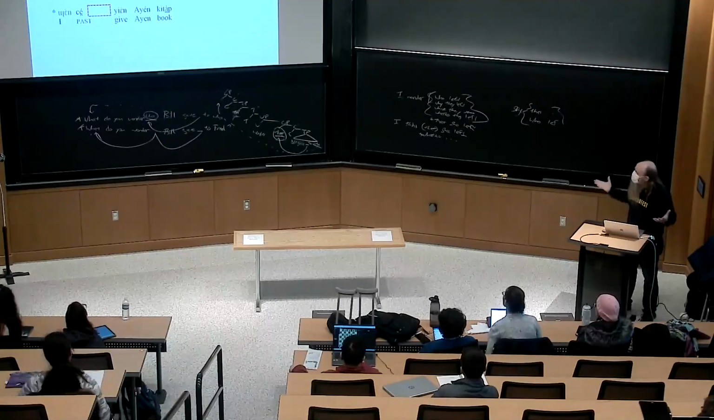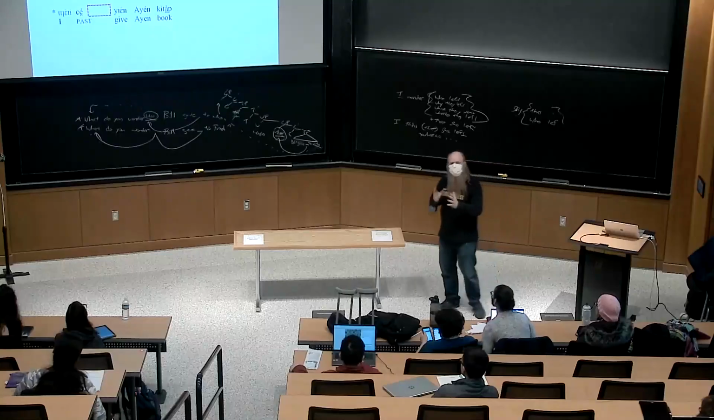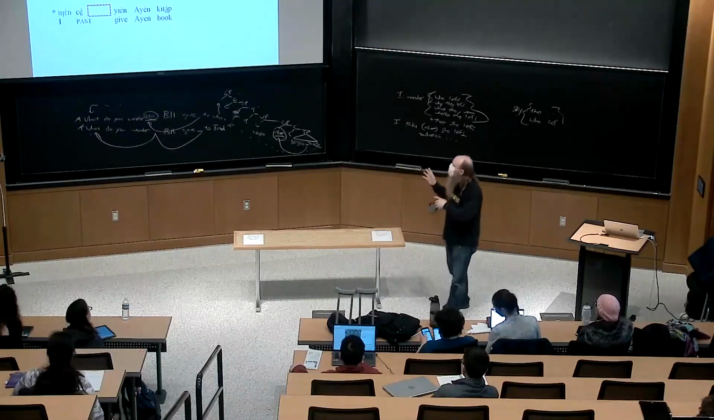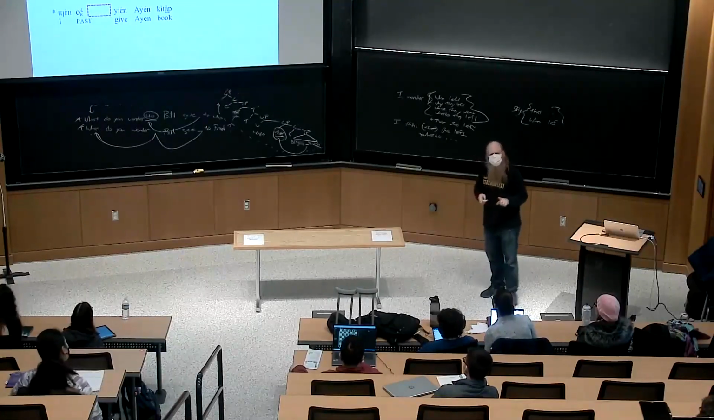If you have two objects, like if you say things like, I gave Ayen a book, you can choose either of them to go in first position. So you can say either I have a book given Ayen, or I have Ayen given a book. One of those two objects has to go before give. You can't leave them both after give. I don't think I have this anywhere on the slides, but you also can't put them both before give.